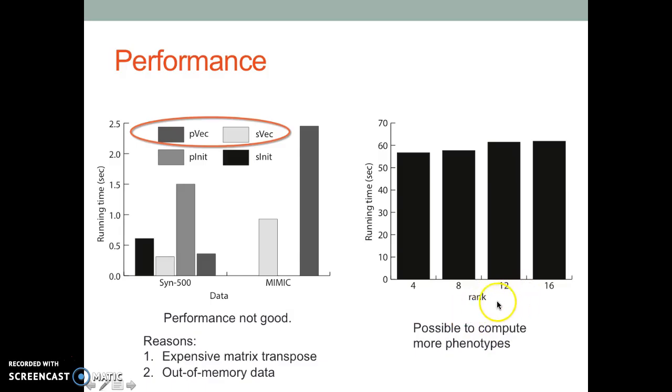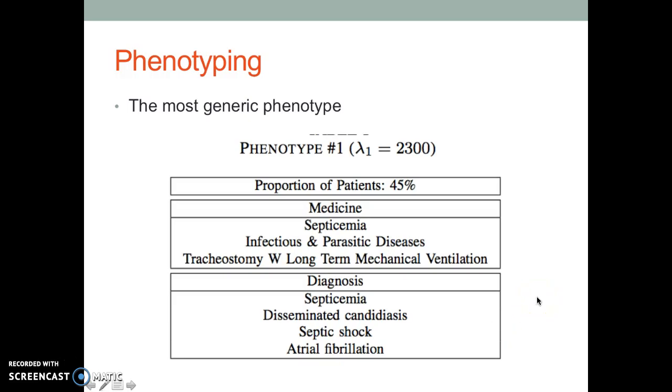We also tested our algorithm using different ranks. It shows that our algorithm is stable and it is possible to compute more phenotypes each time. And this is our most generic phenotype discovered.